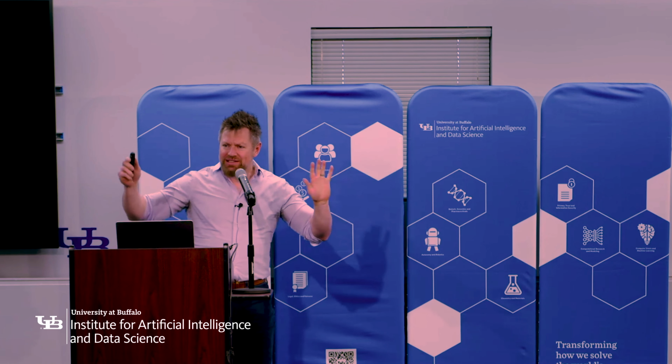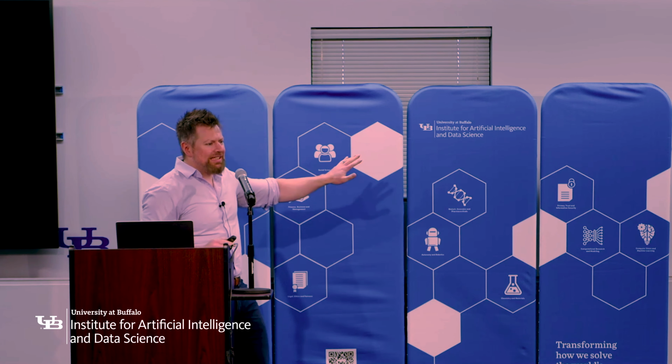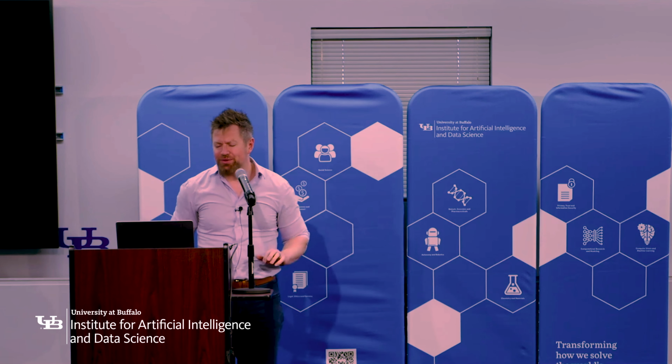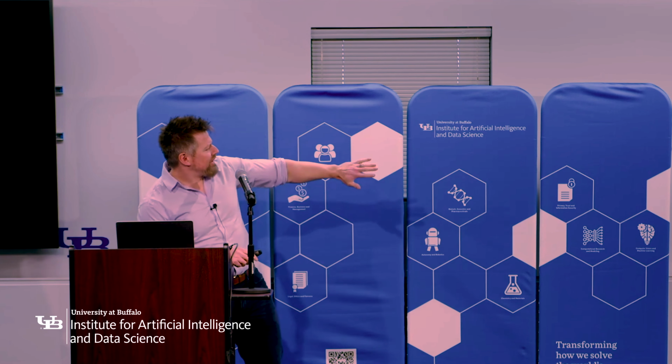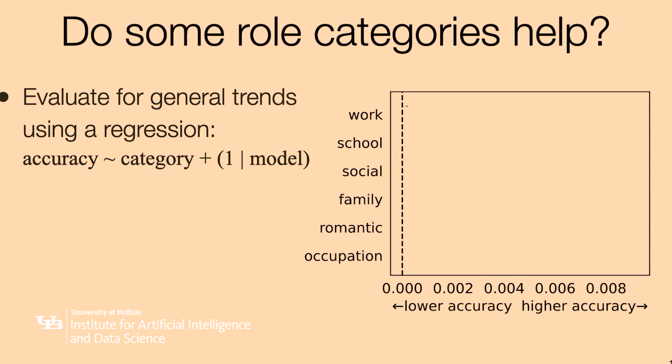What if we just, okay, let's look at some role categories. Maybe any individual role is not helpful. So we have a few different categories here. This is going to be a regression where we're going to regress out the relative differences in the model as a random effect. And then we'll look at the category of the role directly. So can we just look at category effects?